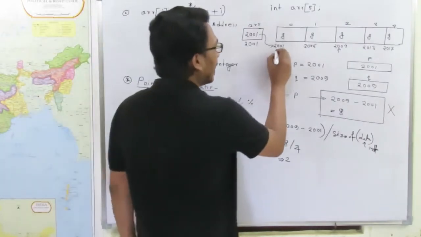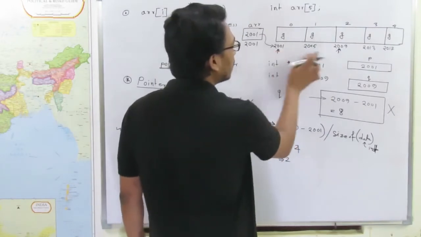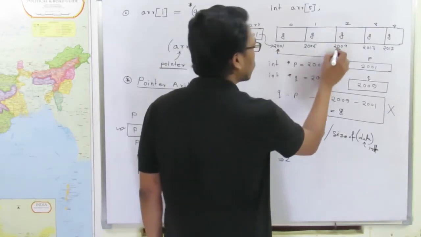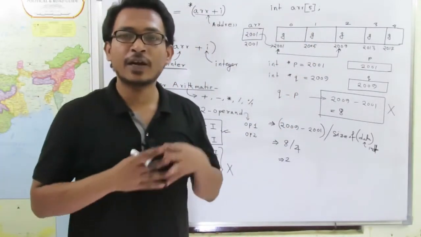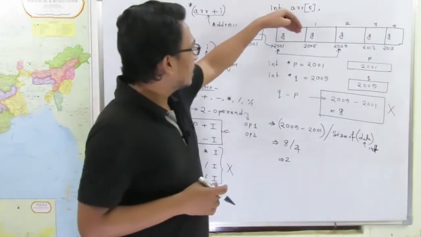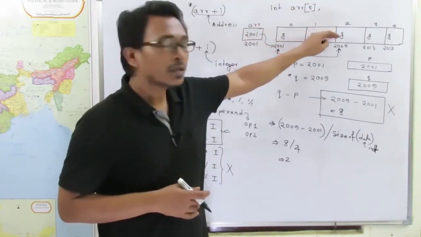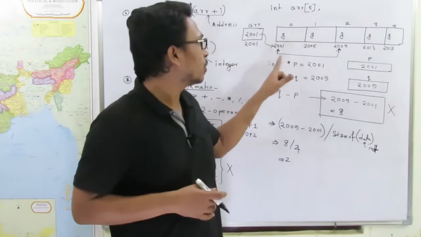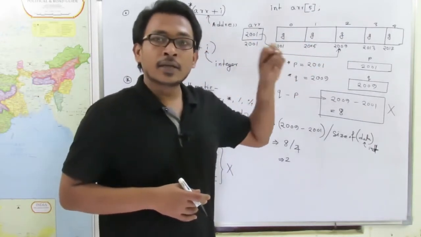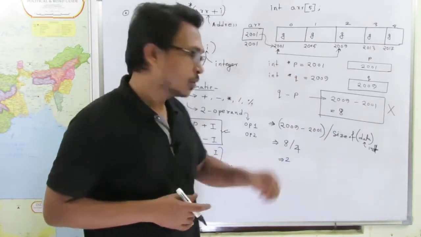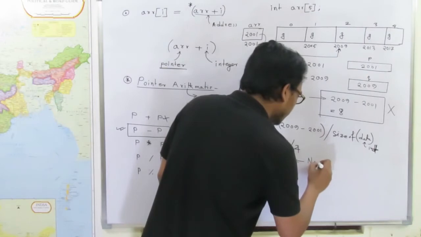Look, here the first address is this one and the second address is this one. So within these two addresses, how many elements are stored? We can store 2 integer type elements here, one at index 0 and the other at index 1. Clear? So as the number of elements that you can store between these two addresses, the result is 2. So this is the number of elements.